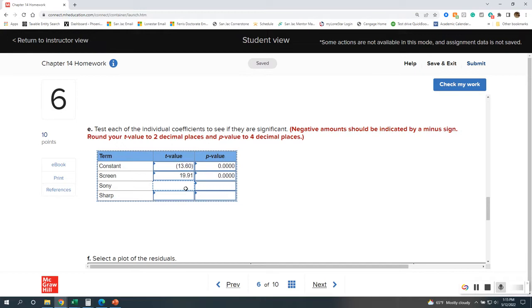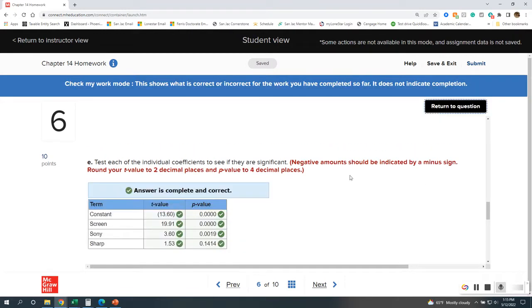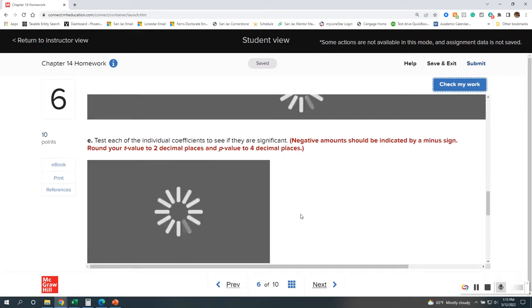Okay, Sony is 3.602, and it looks like 0.0019. Sharp has 1.53467, and its p-value is 0.14135. Check. Okay, there's all of our info.